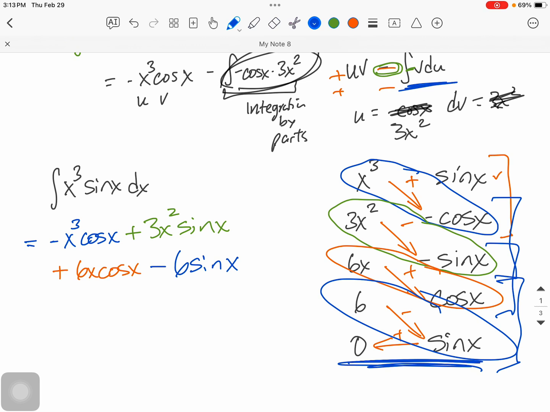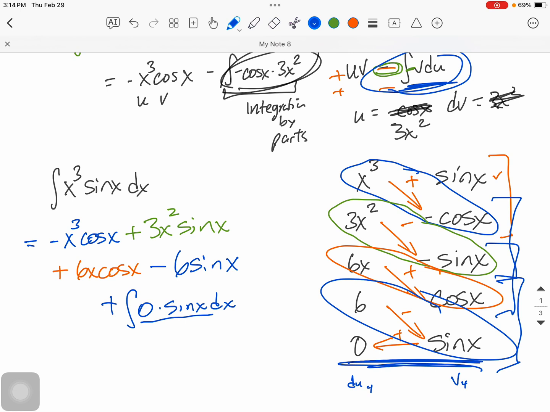And so at the very, very end, I'd have this integral of the product of 0 times sine x. You know, this is my last du. This is my last v. Maybe you want subscripts or something: my 4th v, my 4th du. But check this out. This is really the integral of 0.